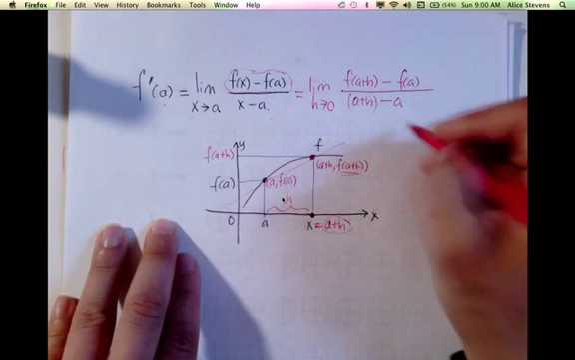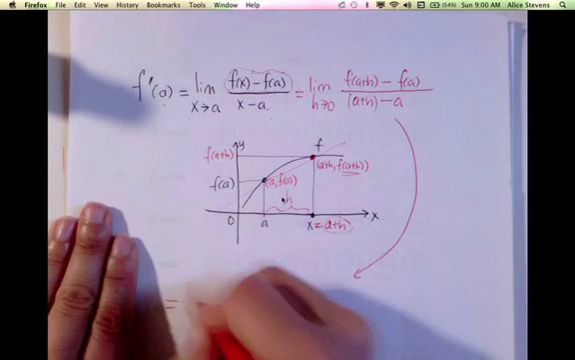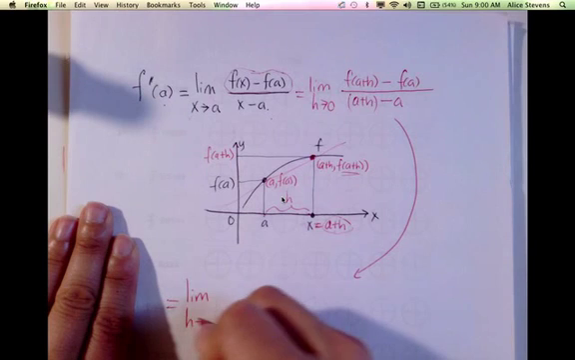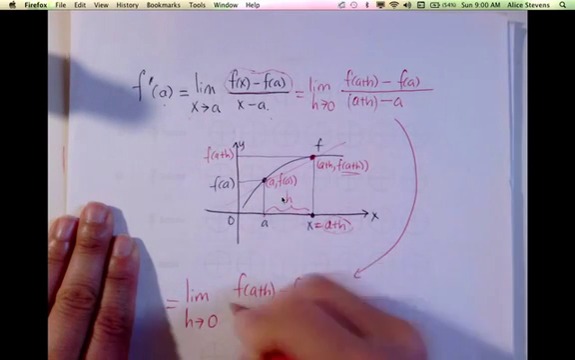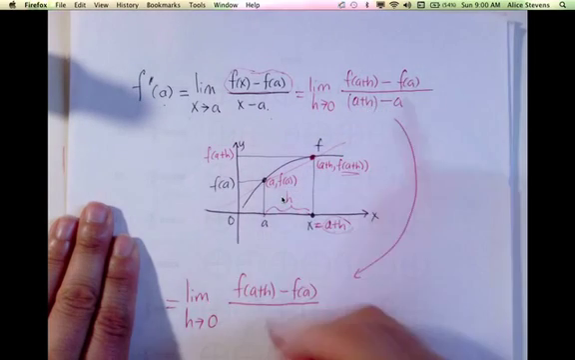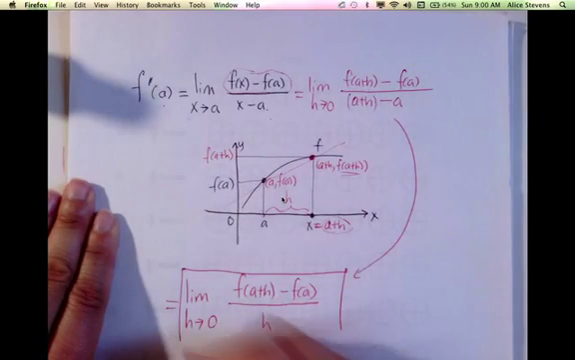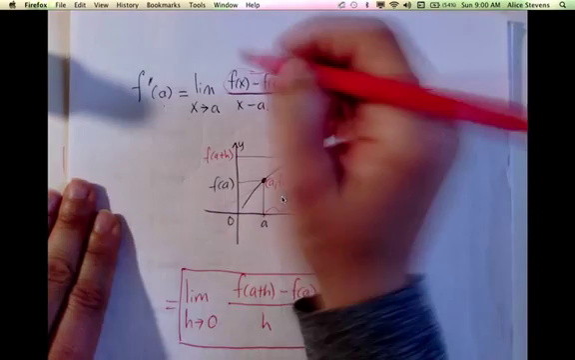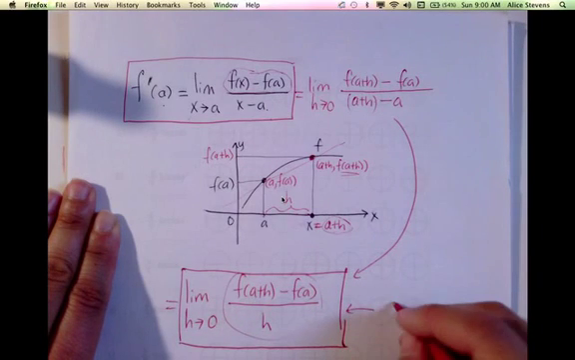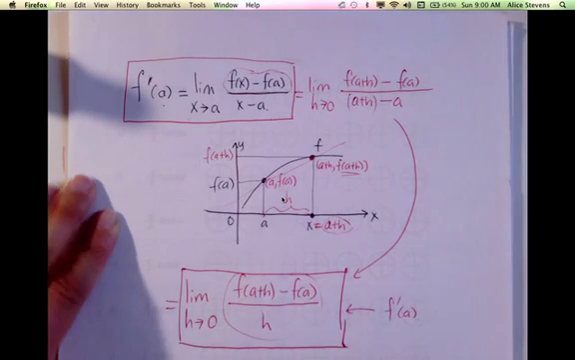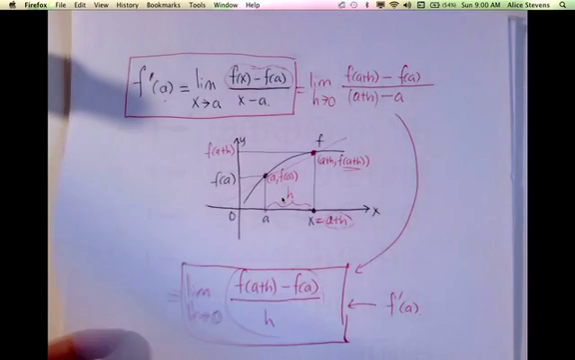Now doing a little bit of simplification, I get that this is equal to, now a plus h minus a is just h. So this is yet another way that I can express the slope of the tangent line, or in other words, our derivative. So next I want to do one example using that definition.